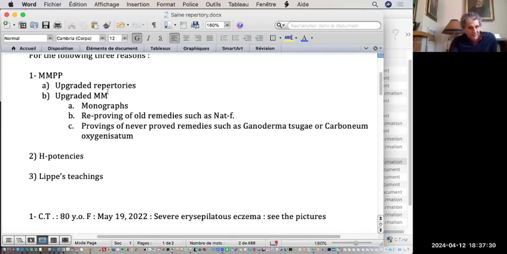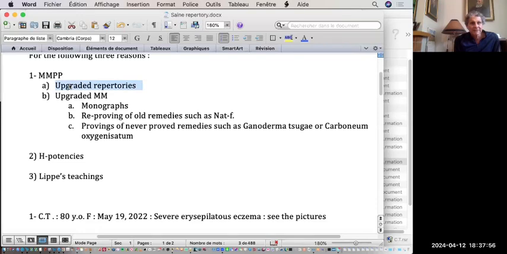There's three aspects. One is the work done via the MMPP, and the second. So in the MMPP, there's two aspects to it. One is the upgrade of the repertory, as Christoph just mentioned. It's easier to see some remedies coming up, and I'll give a lot of examples in the next hour.